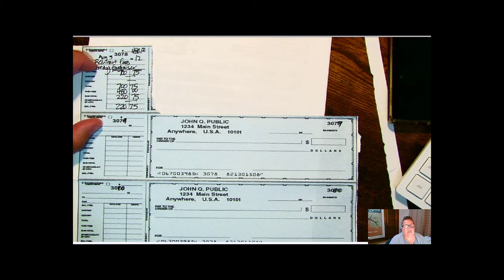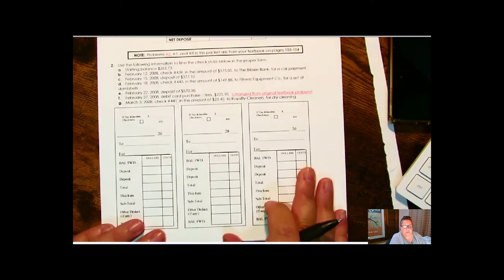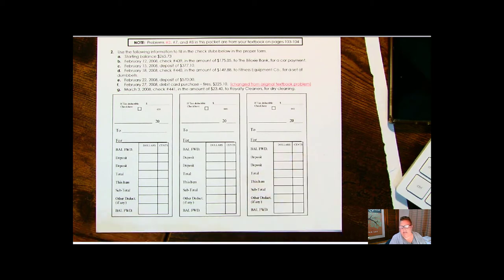Now, that plays into how we fill them out. So let's do problem number 2. Problem number 2 is a listing of the information, and we're going to go from there. I'm going to give you a few tips along the way, but let's start at the beginning. We have 7 pieces of information and 3 checks.